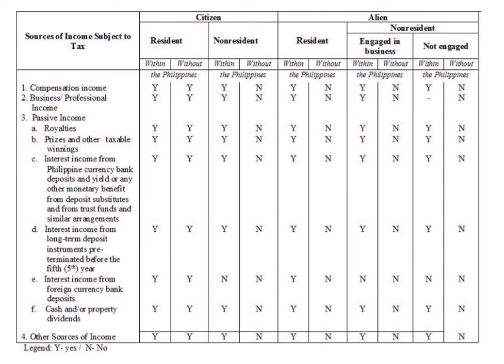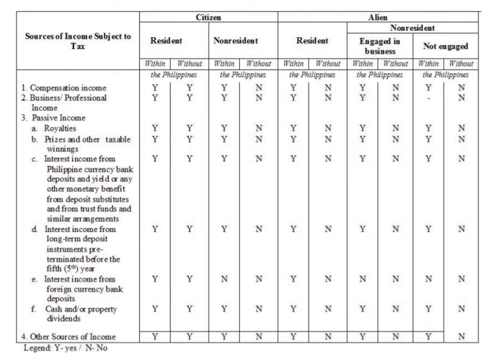Same for our resident and non-resident aliens engaged in business and not engaged in business. So only within the Philippines. For business or professional income tax, it is also the same as our income tax. You could see that for resident citizen, these are taxed within and outside the Philippines. For non-resident citizen, resident alien, non-resident alien engaged in business, and non-resident alien not engaged in business, there is only tax within the Philippines, or those incomes that are derived here in the Philippines.